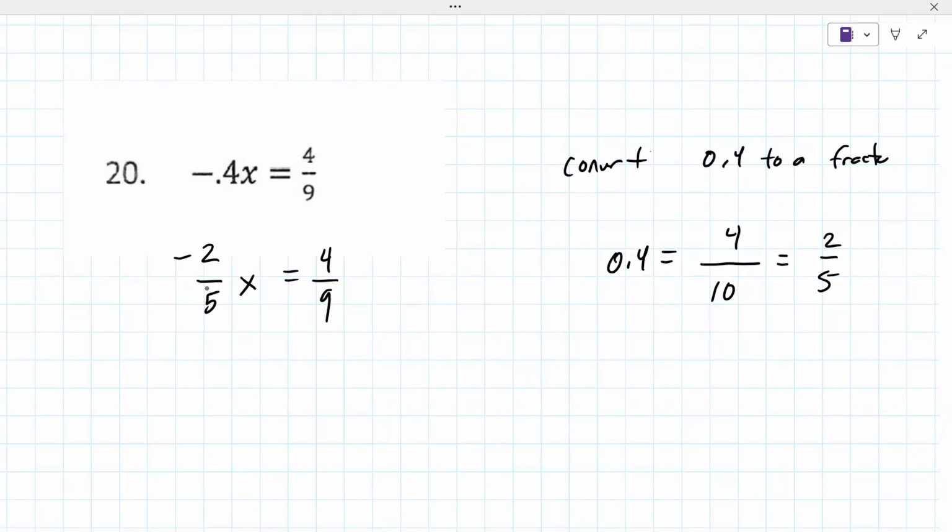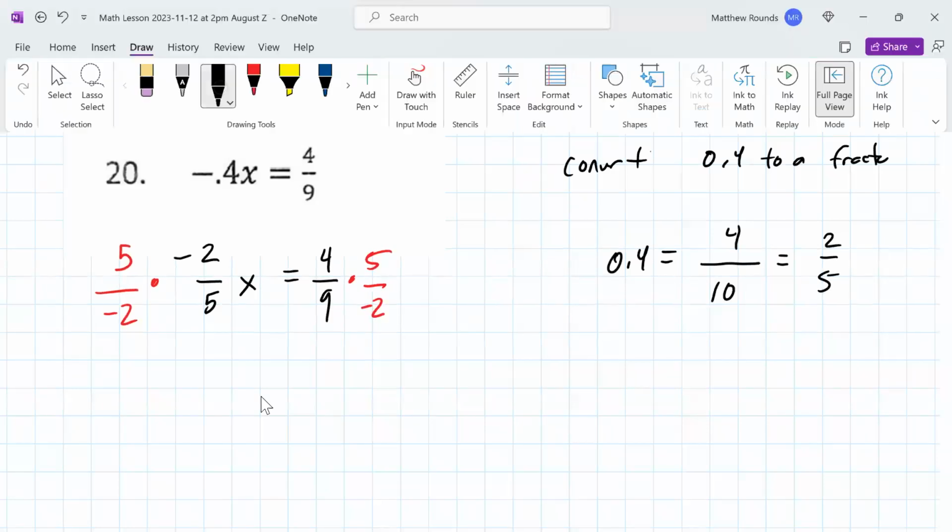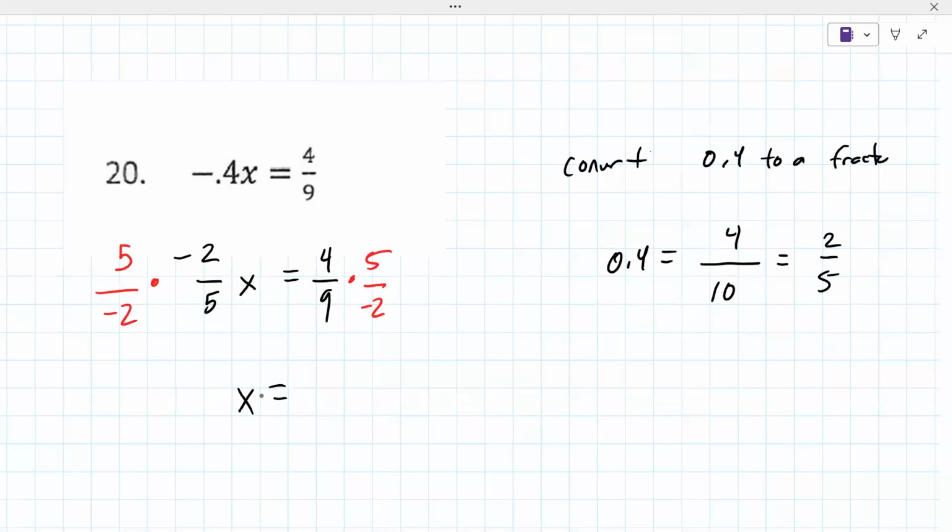Okay, now you can divide by the fraction here on the left to solve, or you can multiply by the reciprocal. What were you guys doing in class? Multiplying by reciprocal. Okay, so you multiply both sides by the reciprocal. Make sure you keep track of the signs. Let me know what you come up with.